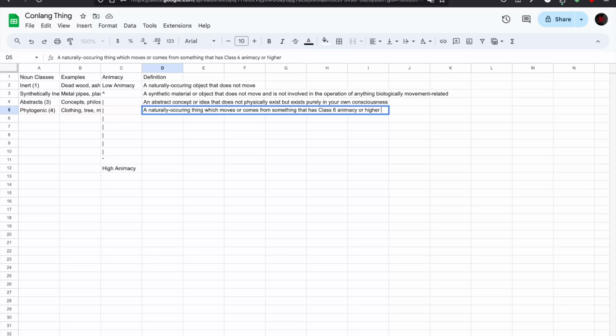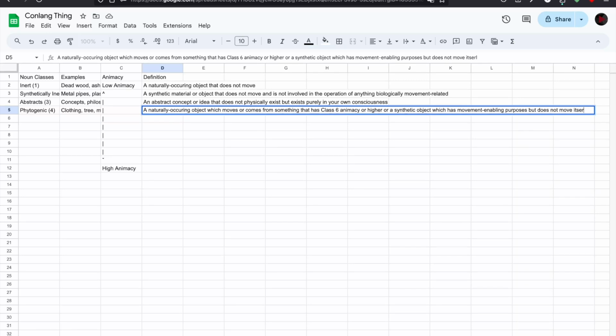Or a synthetic object which has movement related purposes, enabling purposes, but does not move itself. Like wheelchairs, walking sticks.